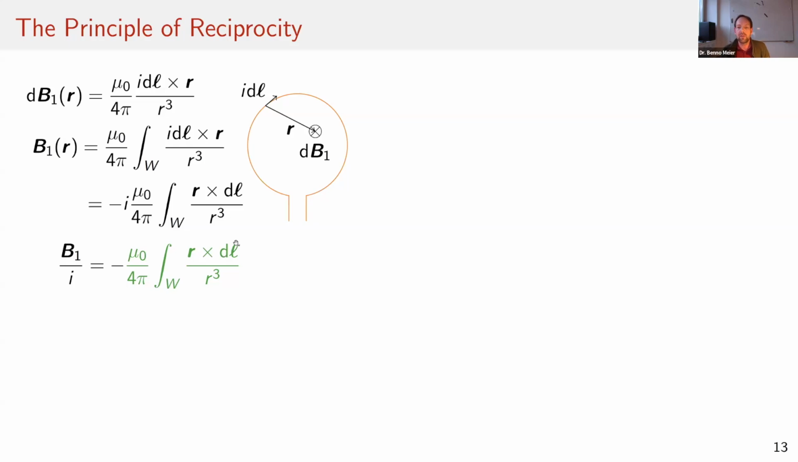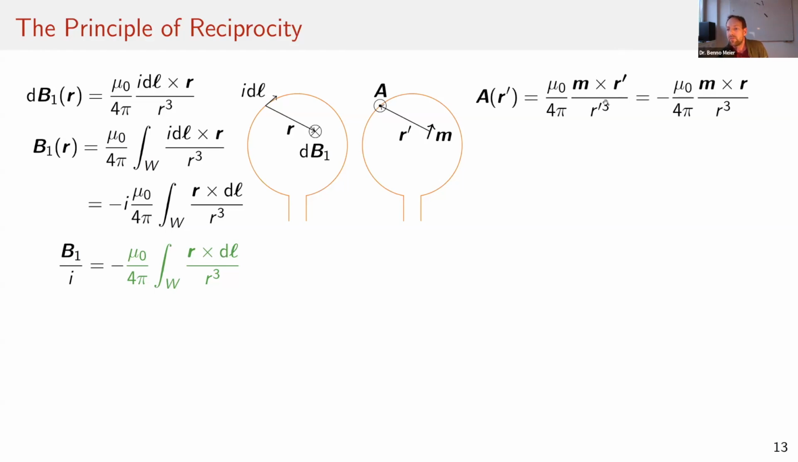Now, I can also ask the reverse question. What happens if I have a magnetic moment at this point where I was just calculating dB? If I have a magnetic moment here, then at this point I get a vector potential from it. A is called the vector potential, that's an electrodynamics thing, and this is given by this expression here. And I can, again, let me get this out of the way.